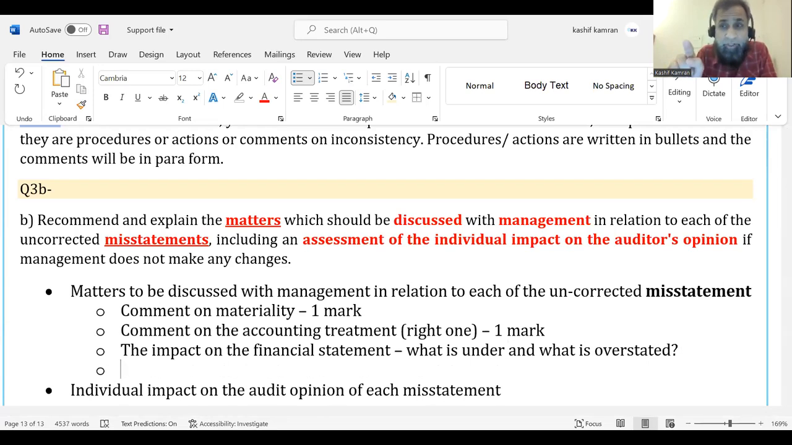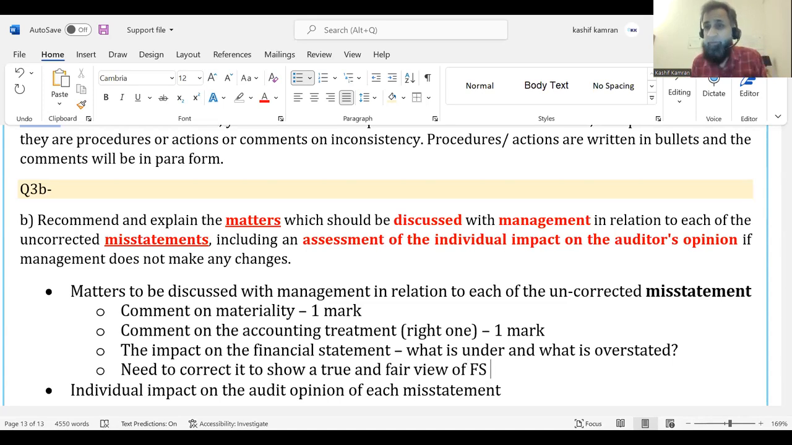The further matter you need to discuss with the management is the need to correct it. The need to correct it to show a true and fair view of financial statement. You need to discuss with management the need to correct the misstatement to show a true and fair view of the financial statement.